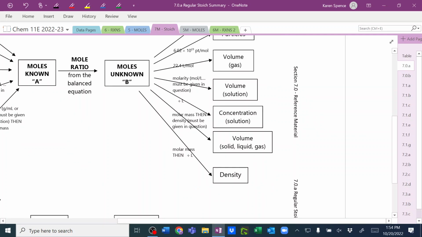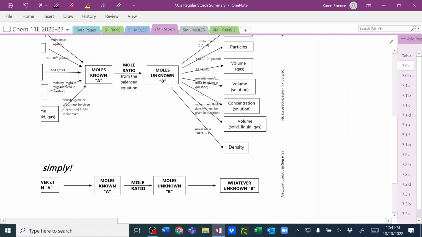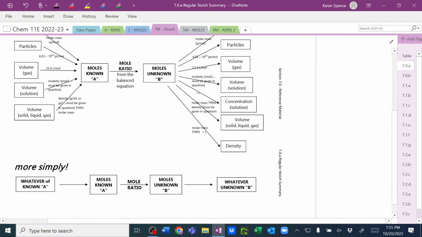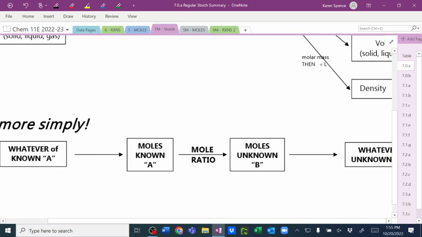Basically, if you sum it up, you're going to take whatever it is you know about substance A, whatever you're given in the question, and you will find moles of A. So you're always just finding moles of whatever's given to you, and then you convert it into moles of whatever you want to find out about, and then you convert back.